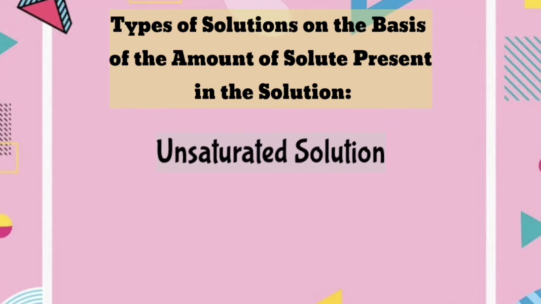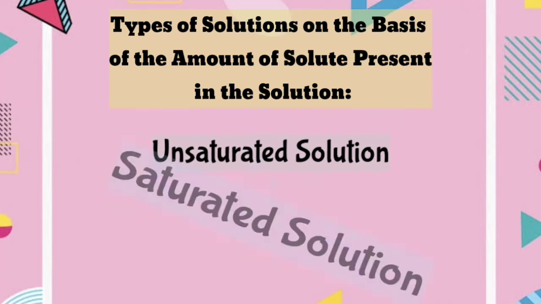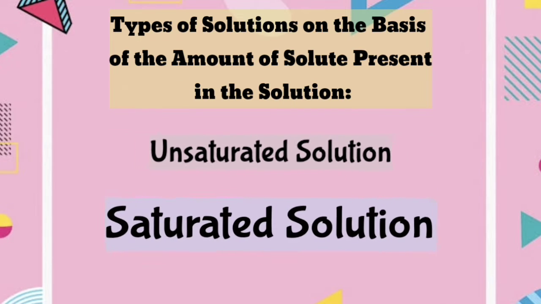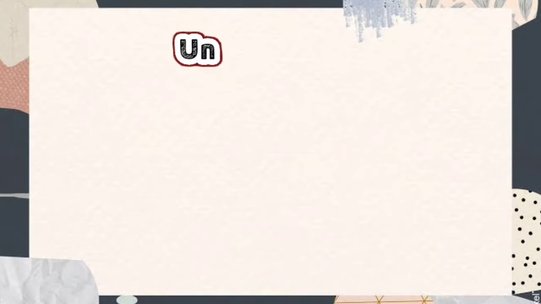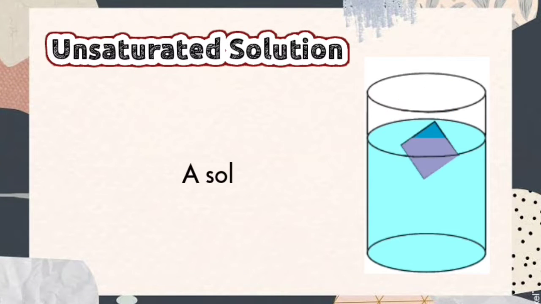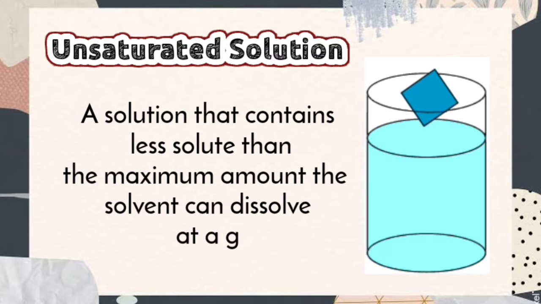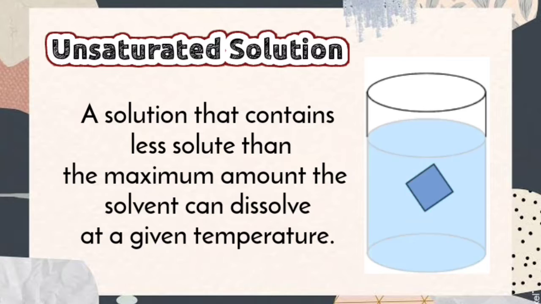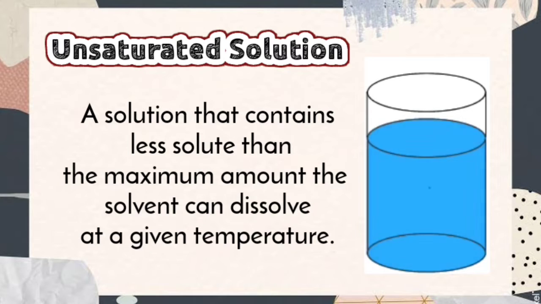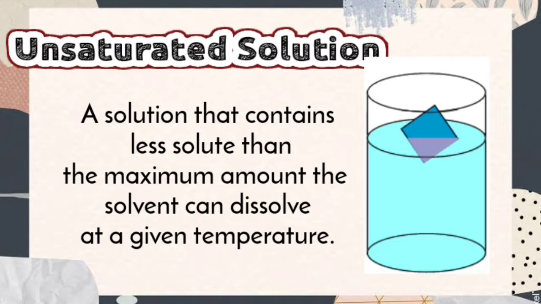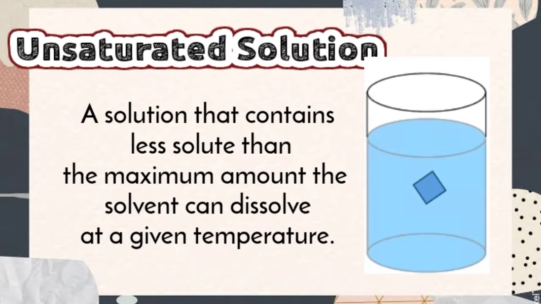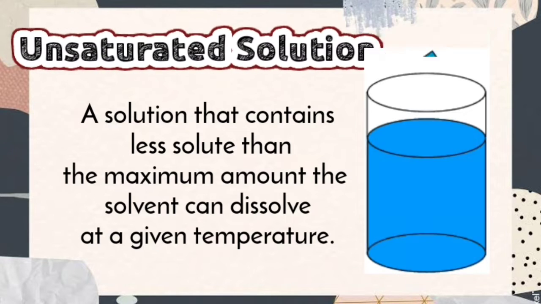First one is the unsaturated solution, and the other one is saturated solution. An unsaturated solution is a solution that contains less solute than the maximum amount the solvent can dissolve at a given temperature. If the solution can still dissolve more solute in a solvent, then it is said to be unsaturated solution. Its color is lighter than saturated solution.